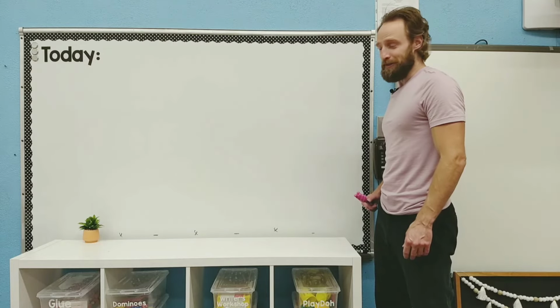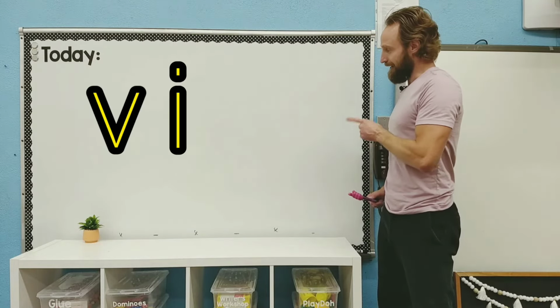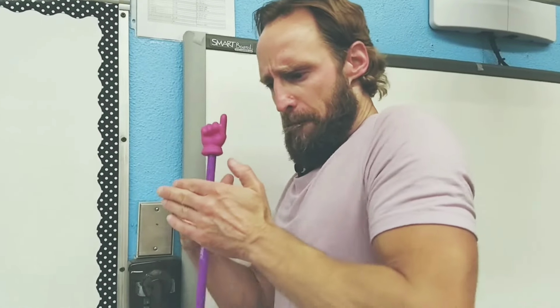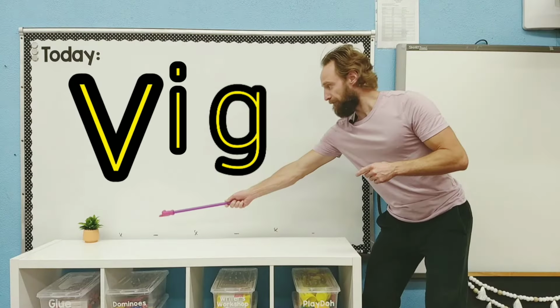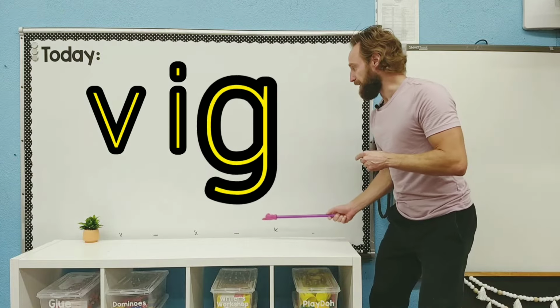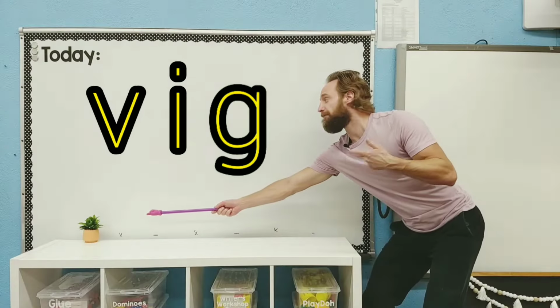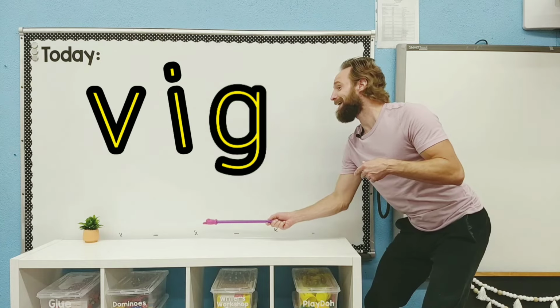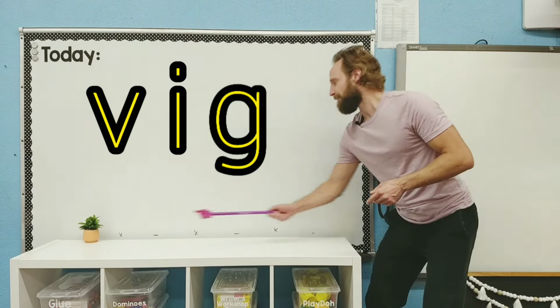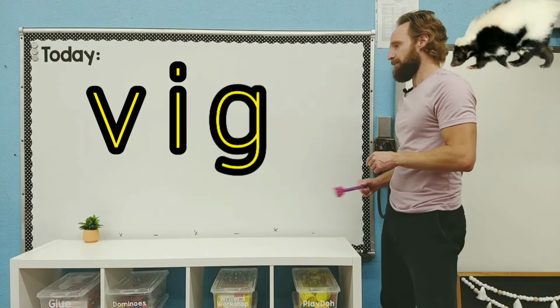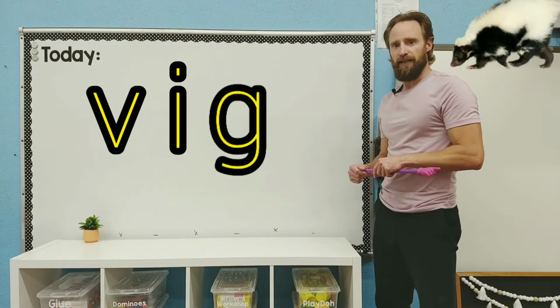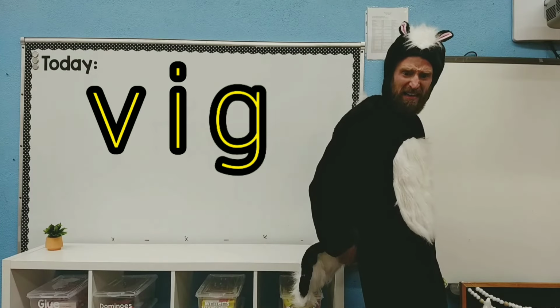But we have one more round to go. No more skunk. Let's get some letters on the board. We have V-I-G. Break that word. V-I-G. Blend that word. V-I-G. Time to read it. Vig. Vig.